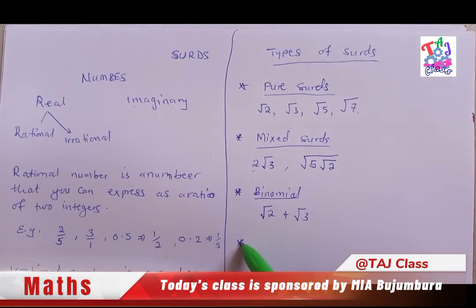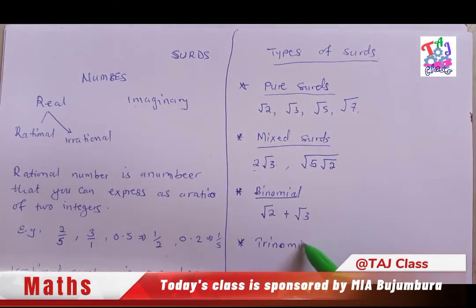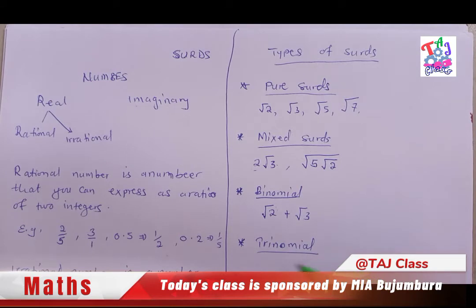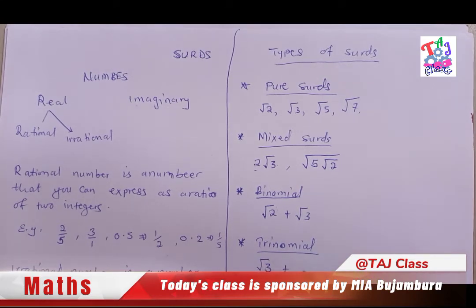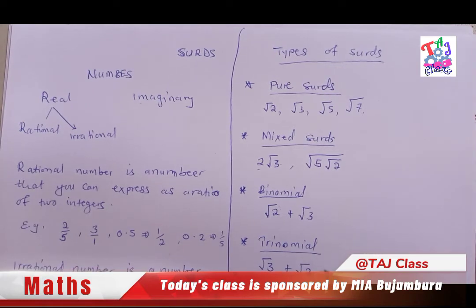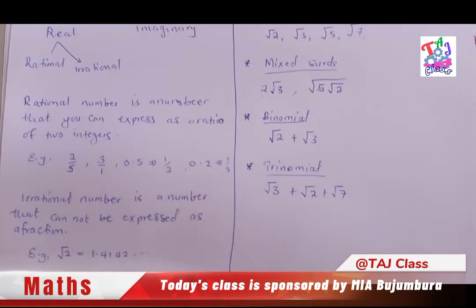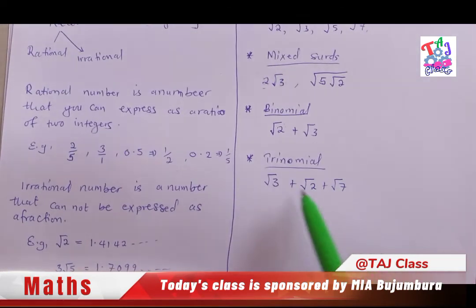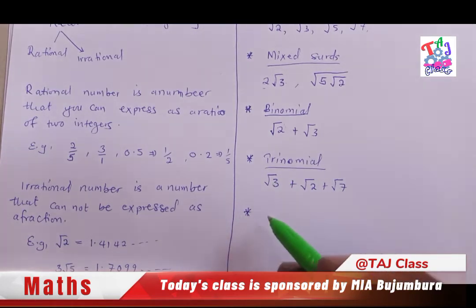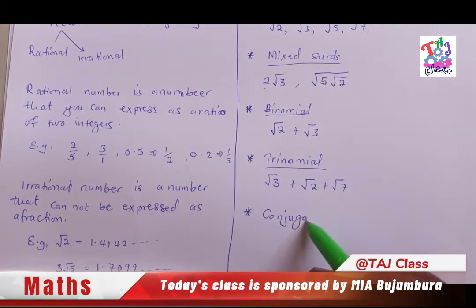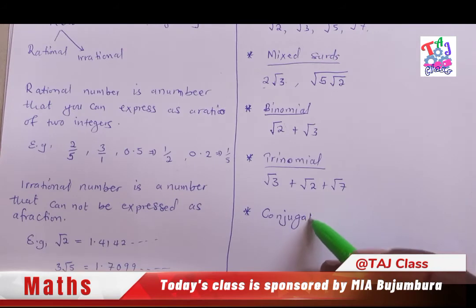And then trinomial. This is now where we have 3, that is to say, square root of 3 plus square root of 2, let's say even square root of 7 or something like 5, anything, as long as it is a surd. This one becomes a trinomial. And then the last thing here is what we call a conjugate. The last thing I'm going to talk about is a conjugate.